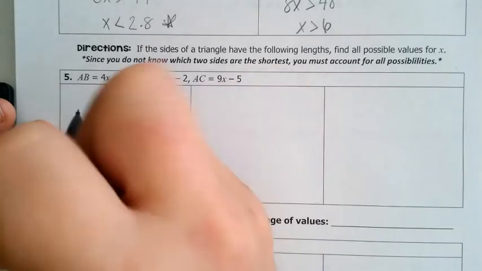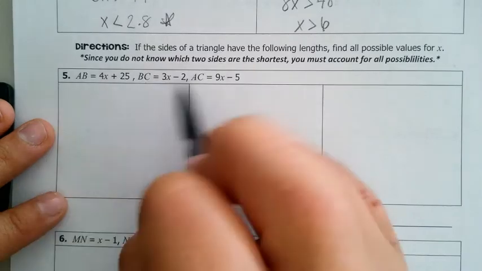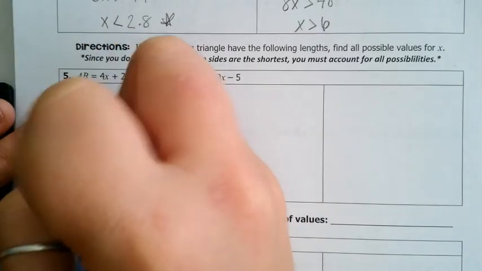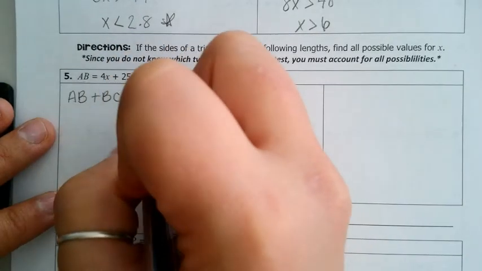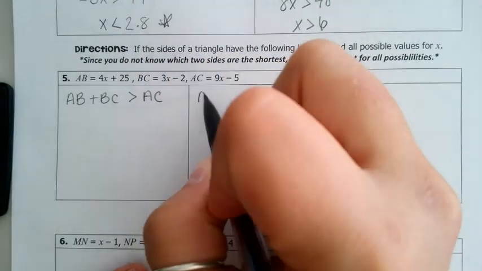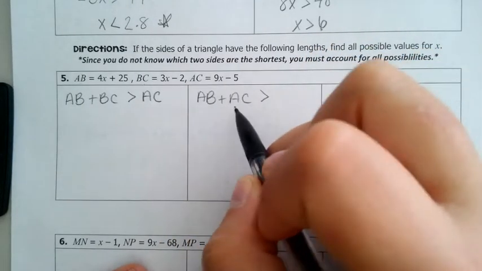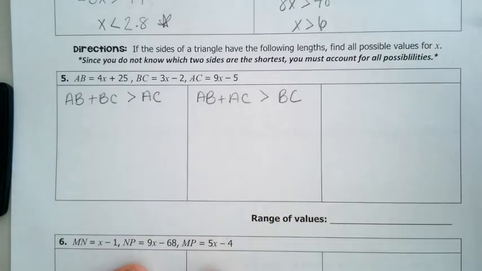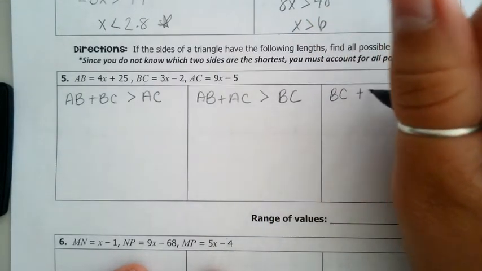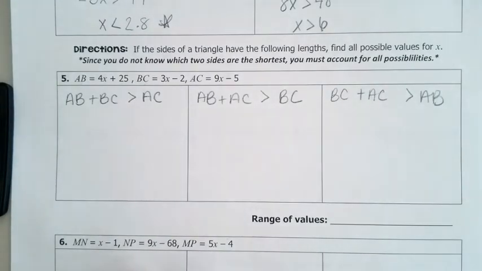So our first one is saying that AB plus BC has to be greater than AC. If you remember, these are the two shorter sides and their sum has to be greater than the third. Another possibility is AB plus AC, the two smaller sides, needs to be greater than BC. Or we can say BC plus AC has to be greater than AB. So those are our possibilities. Now all we're doing is adding up the algebra and solving with inequalities.